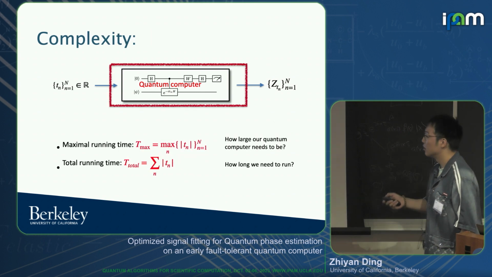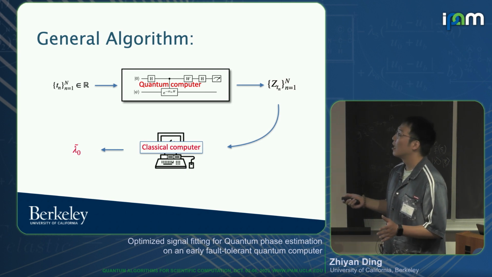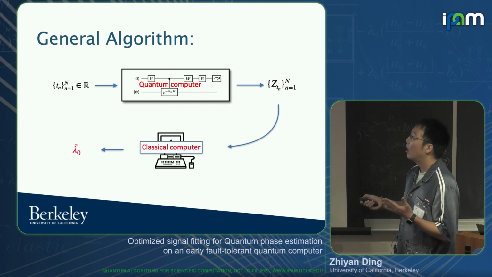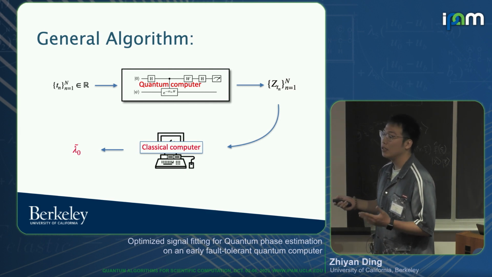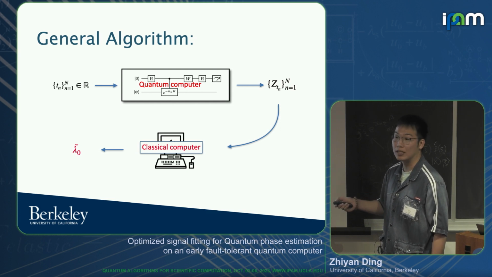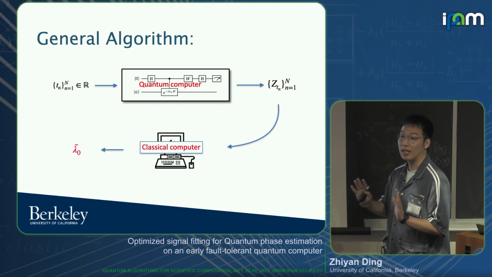Now, when we consider how to design a good algorithm under this framework, we only need to focus on how to pick the Tn and how to choose our post-processing. So it's essentially kind of a classical problem.